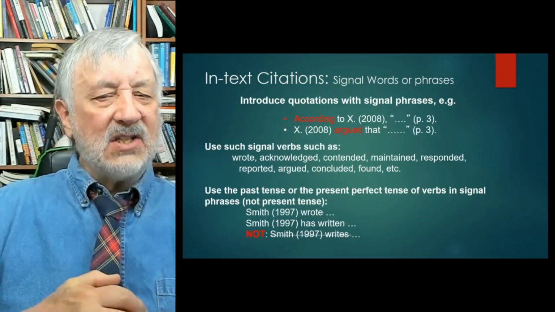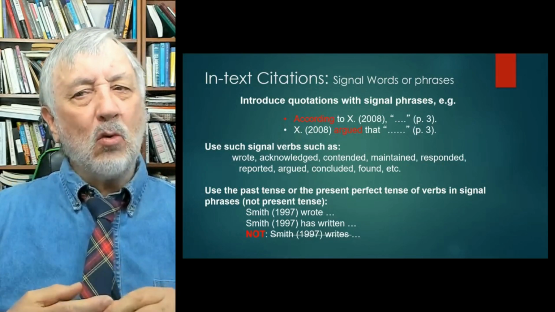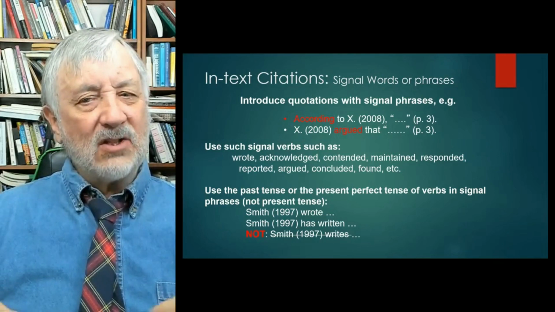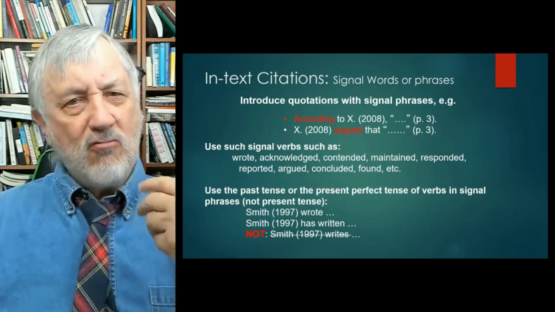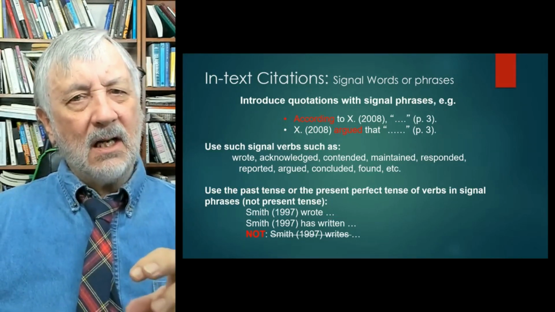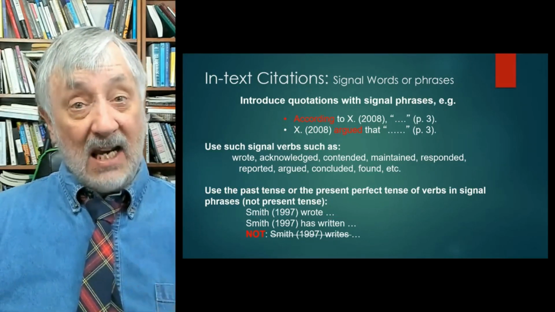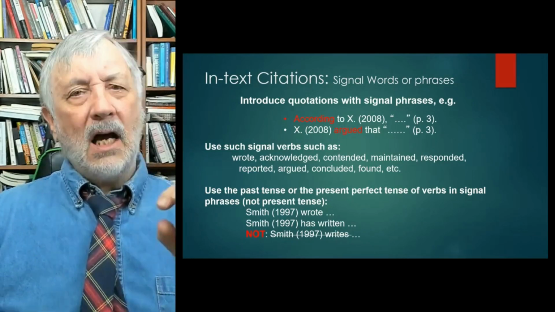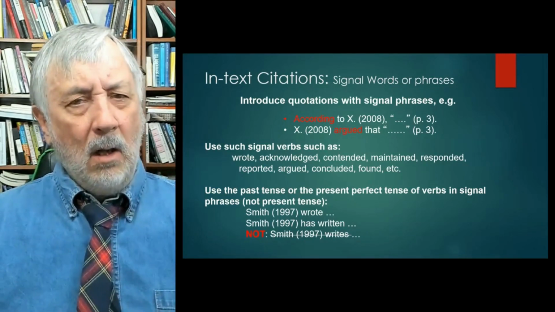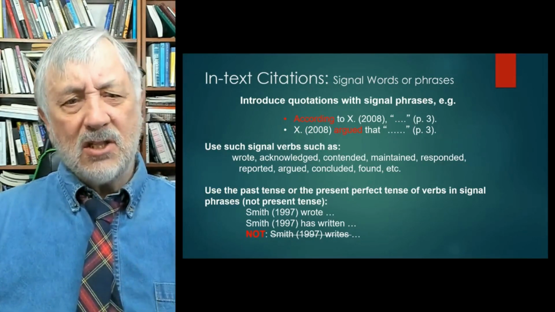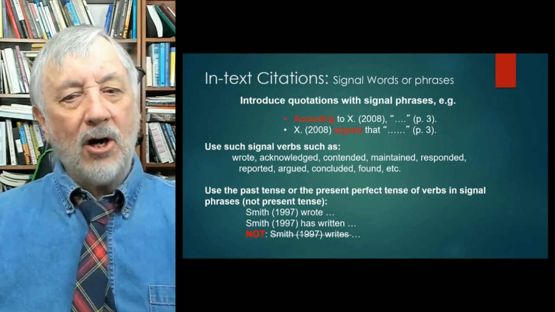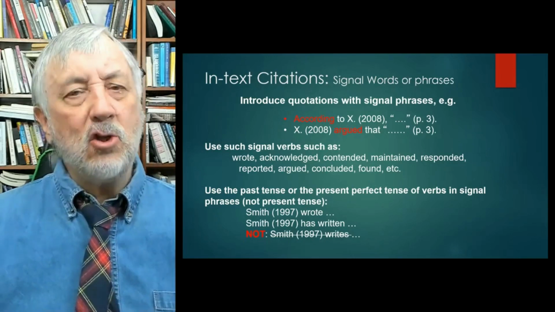In your in-text citations, use signal words or phrases, and this means according to X 2008, or X 2008 argued that, or wrote that. In APA, you always refer to the writing or the instance of saying something or claiming something in the past tense, because that's when they wrote it. You can use such verbs as wrote, acknowledged, contended, maintained, responded, reported, argued, concluded, found, or whatever. You use a verb.